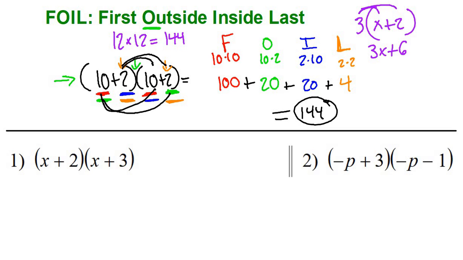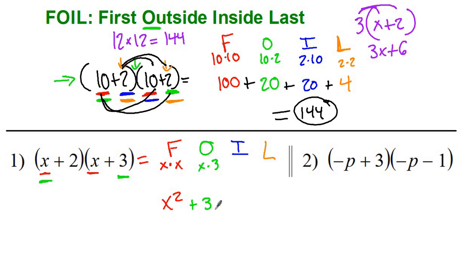So let's try the exact same thing now, but this time with x's and with variables. I encourage you to see if you can pause the video and try to set this up exactly like we did with numbers. So how would we multiply these? The first terms here will be x times x, and that's equal to x squared. The outside terms is x times 3, and that will be 3x. The inside terms is 2 times x, and that will be 2x. And then finally the last terms, 2 times 3, and that's going to be 6.